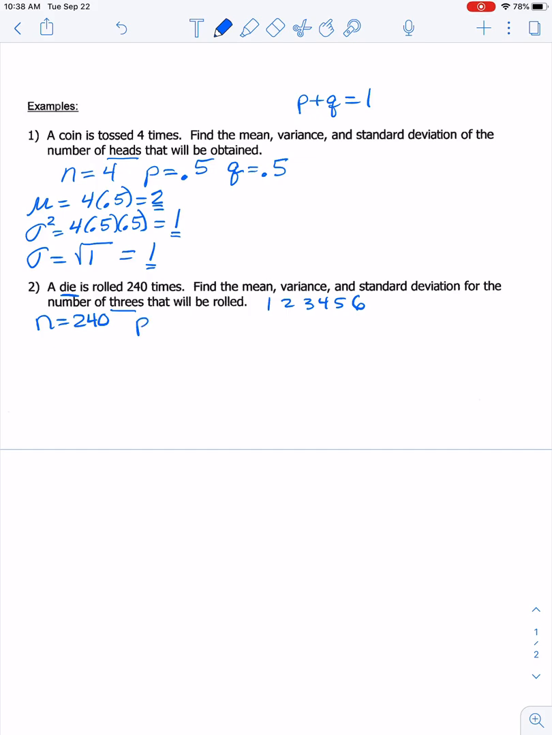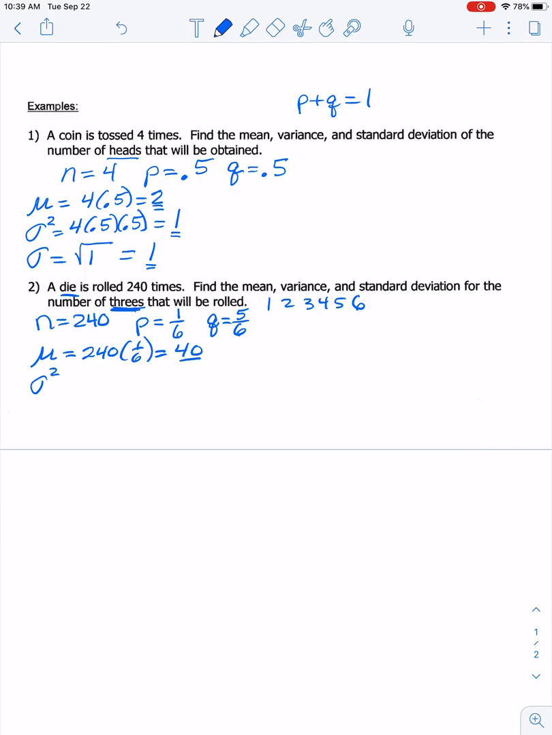So P is going to represent the probability of 3s. All right, how many 3s are there? Well, just 1 out of 6. So then Q are the leftovers, the not 3s. So there's 5 out of 6 that are not 3s. Okay, so in calculating the mean, we're going to do 240 times 1/6, which is just 40. Okay, there's your mean. So n times P.